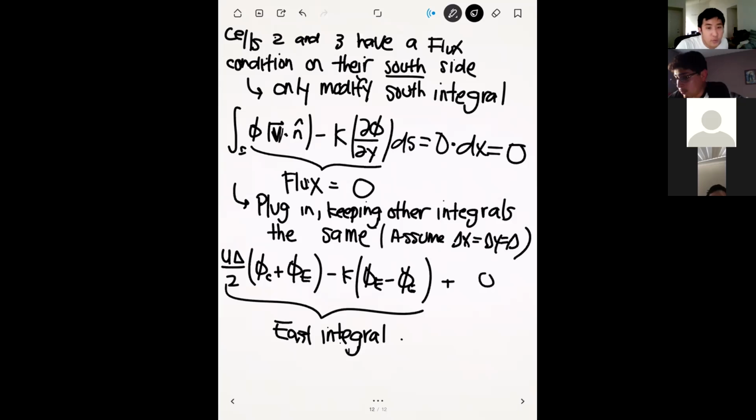And so the next one that we put in is the south integral, which in this case we say is just going to be equal to 0. And then we need to input now the west integral and the north integral. All right, so before we do that, are there any questions on this page?